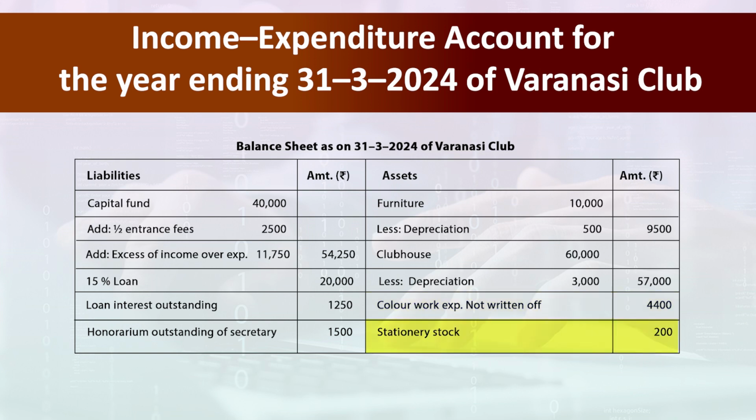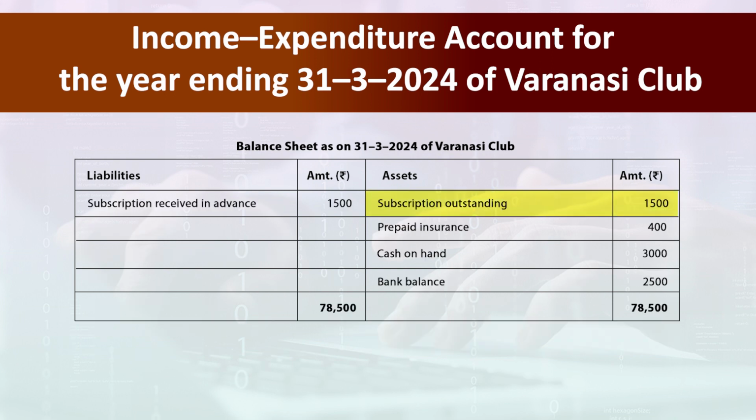The stationery stock as given is rupees 200. The subscription outstanding amount is rupees 1500. The prepaid insurance is of rupees 400. The cash on hand is of rupees 3,000. The bank balance is of rupees 2,500.